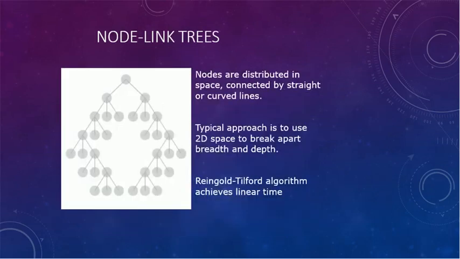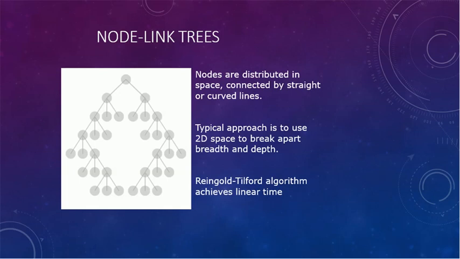Second, we have the node-link tree. We have the root node, and the nodes are distributed evenly by space and connected by straight or curved lines. It is also based on the 2D approach of breaking apart in breadth and depth. We also call it the Reingold-Tilford algorithm, which achieves linear time when making node-link trees.